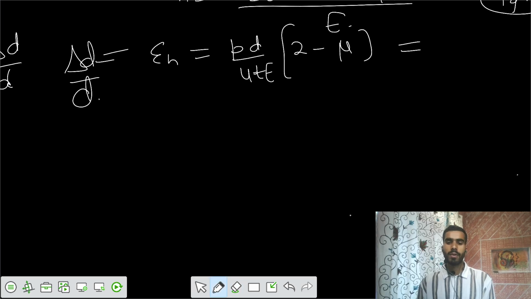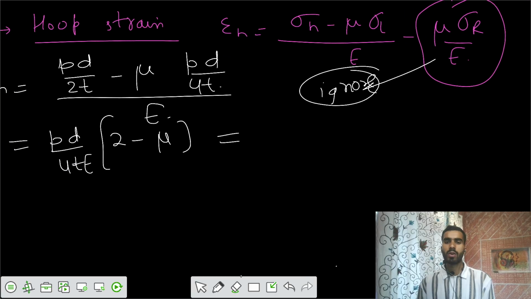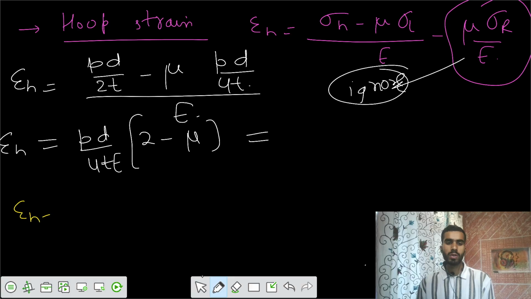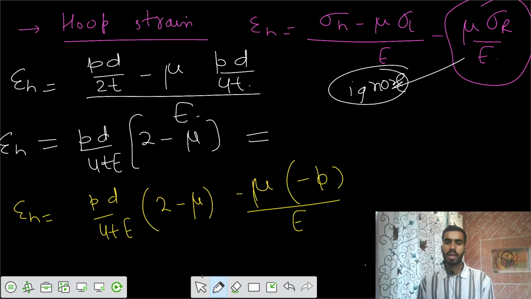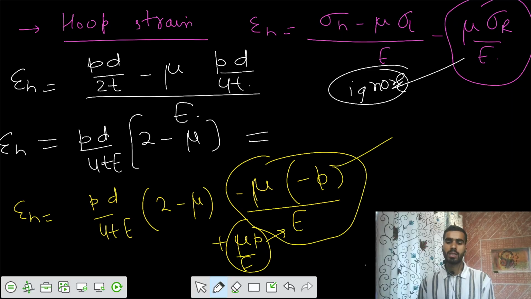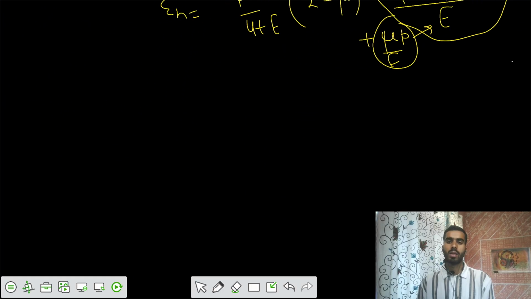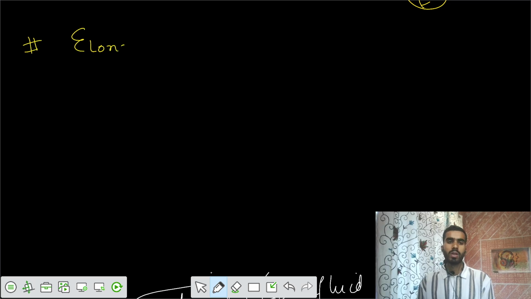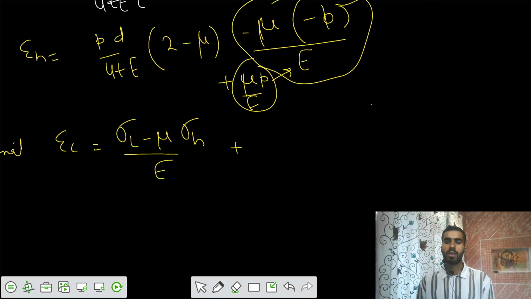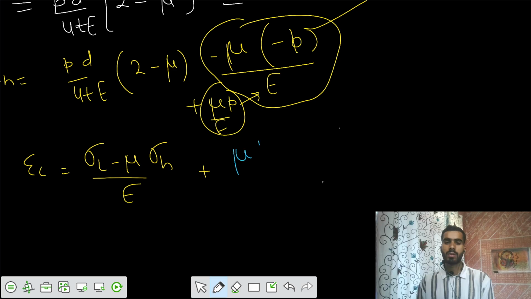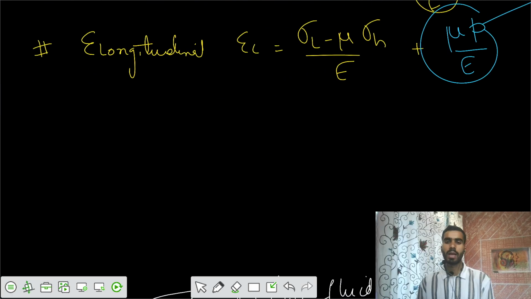Now if I account for the effect of radial pressure also, your hoop strain would be equal to PD by 4tE times 2 minus mu, and you have minus mu times sigma radial, and sigma radial is minus P divided by E. So finally you can write plus mu P by E. This is the extra part we get from this one, plus mu P by E. Now the second one is longitudinal strain, epsilon L, which equals sigma long minus mu sigma hoop by E, and if you count the effect of radial pressure also, we can write directly plus mu P by E.